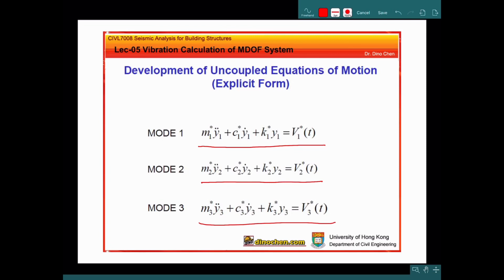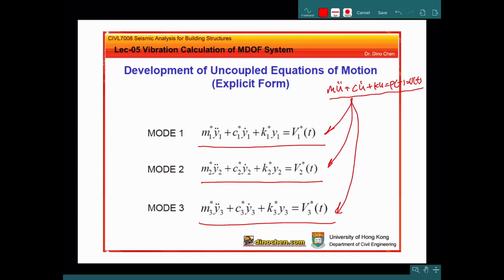Actually, we have the basic equation for each node. So we have the basic equation like M u double dot, this is the matrix, and the C u dot, this is the velocity, and the K u stiffness and the displacement equal to Pt or Vt. And this is the basic equation for each node. We can divide this equation to be each mode's equation.